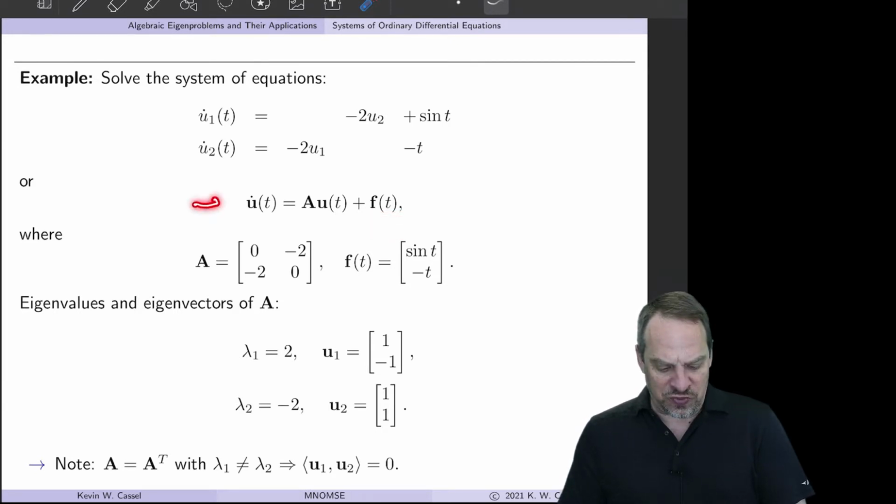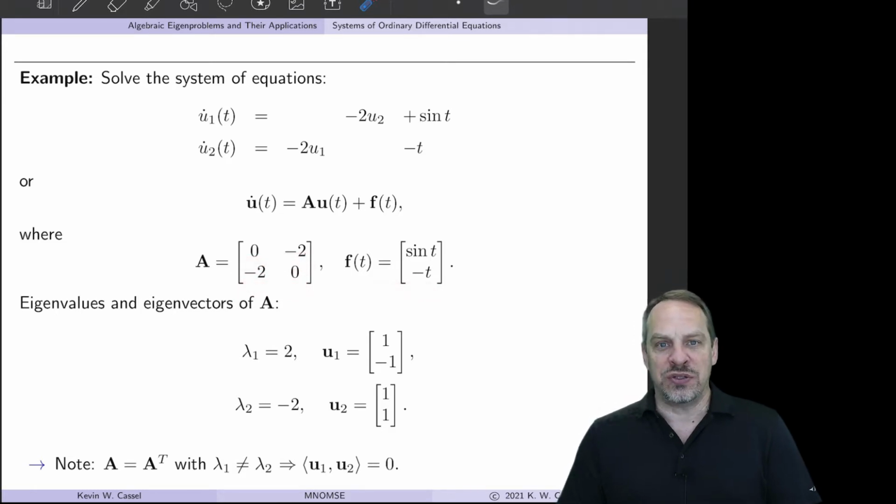So we have our usual form, u dot is equal to A u plus f, where now A is 0, minus 2, minus 2, 0, and then f is sine t, minus t. So it's a 2 by 1 vector, A is a 2 by 2 matrix. The first thing we notice, check the road signs, A is indeed symmetric, so we'll take notice of the eigenvalues and see what that means for the eigenvectors.